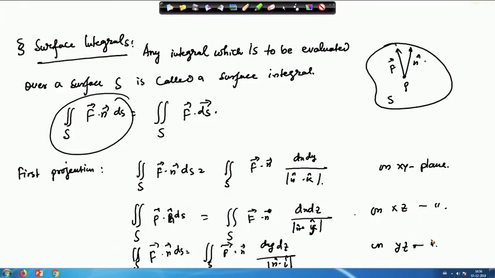Similarly, if you are taking the projection on xy plane, then your z axis is perpendicular to xy plane, and therefore, you take n dot k. And similarly, if we are taking yz plane, then x axis is perpendicular to yz plane, and therefore, we take the product as n dot i. So, it is a very nice and convenient way to remember these formulas.